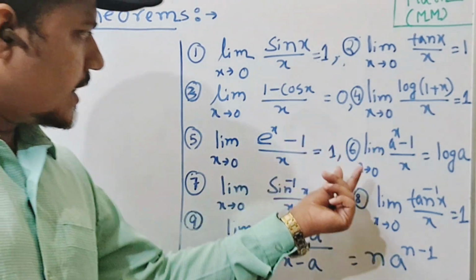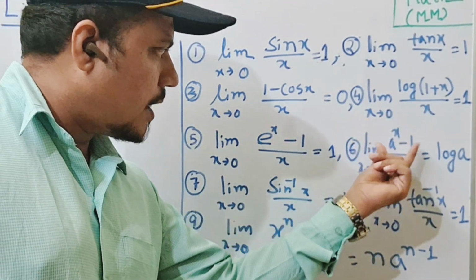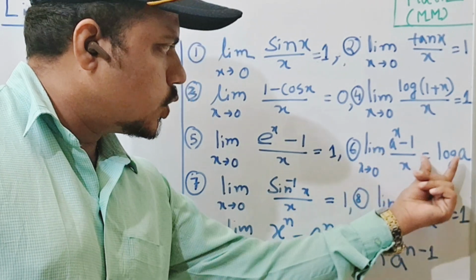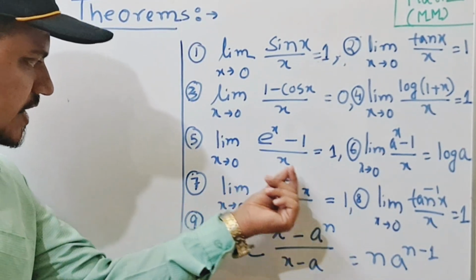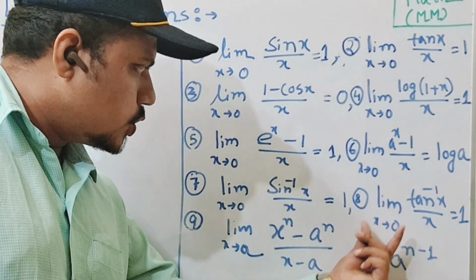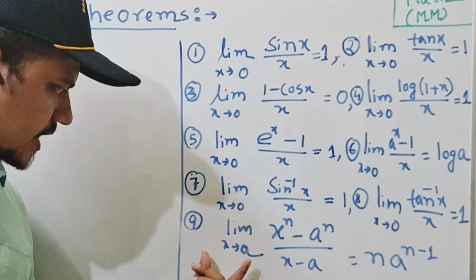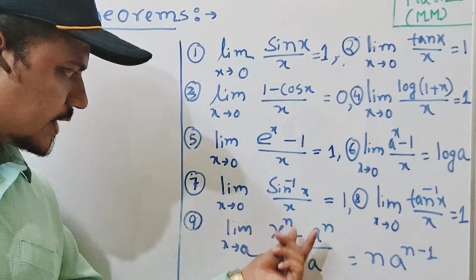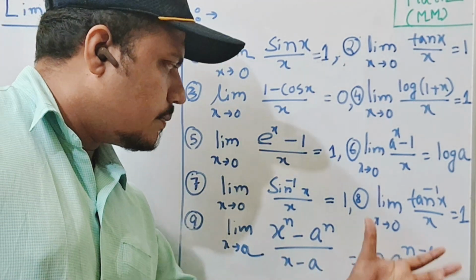Number 5, limit x tends to 0 e to the power x exponential function minus 1 by x equal to 1. Number 6, limit x tends to 0 a to the power x, constant to the power variable, minus 1 by x is equal to log a. Number 7, limit x tends to 0 sin inverse x by x equal to 1. Number 8, limit x tends to 0 tan inverse x by x equal to 1. Number 9, limit x tends to a x to the power n minus a to the power n by x minus a equal to n into a to the power n minus 1.